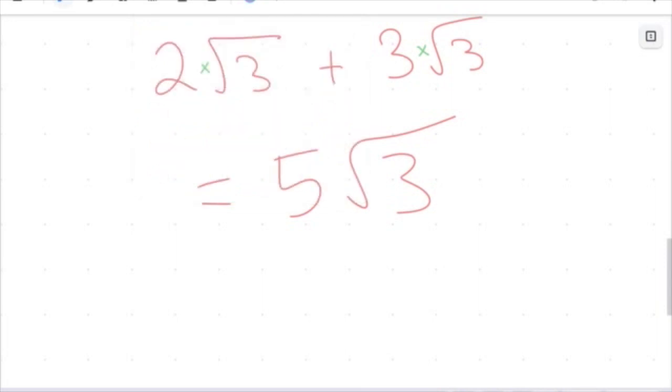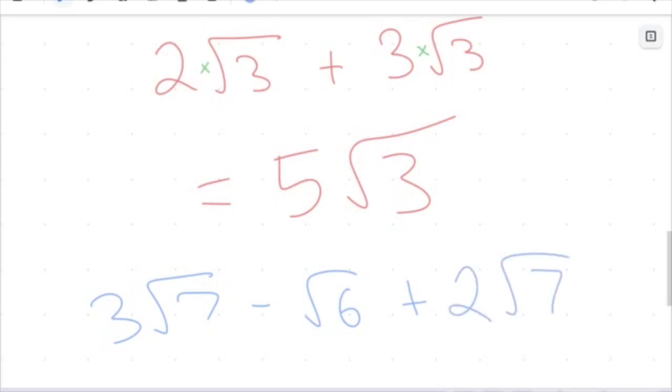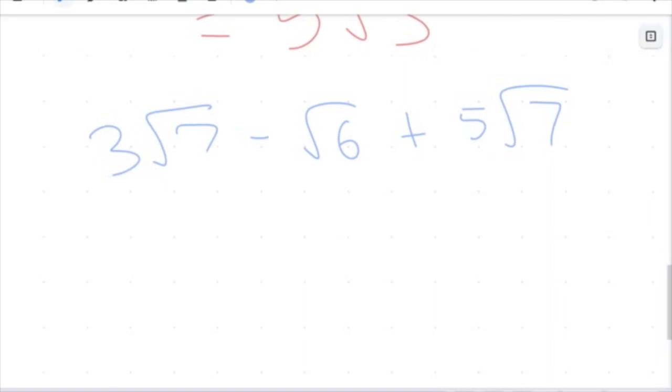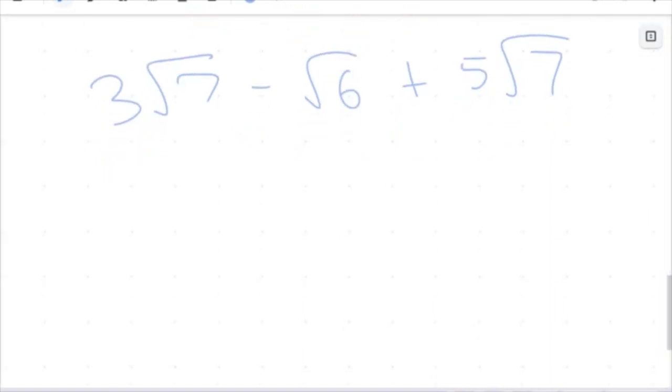If I had 3 root 7 minus root 6 plus 2 root 7. I've used 3 and 2 before. Let's say I have 5 root 7. Okay. How would I do something like this?